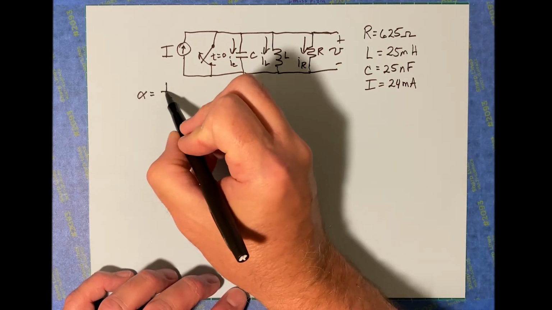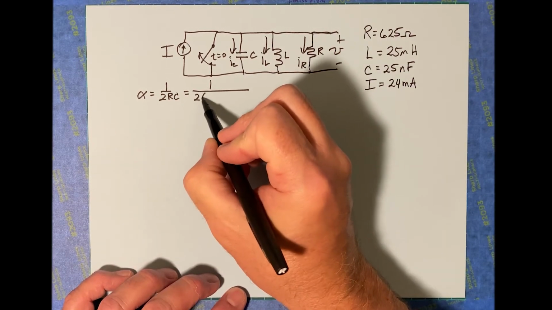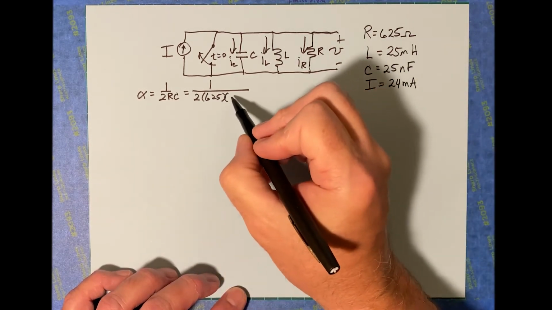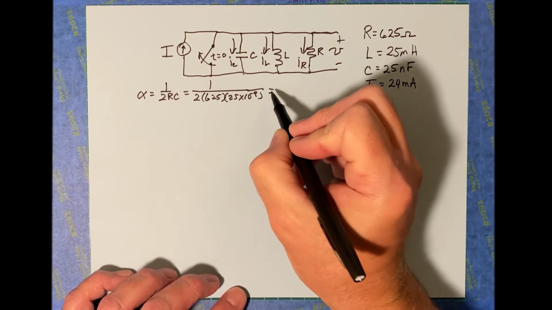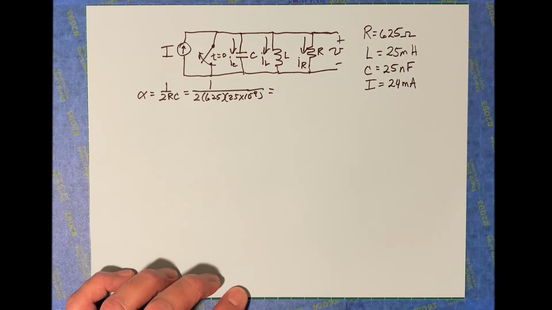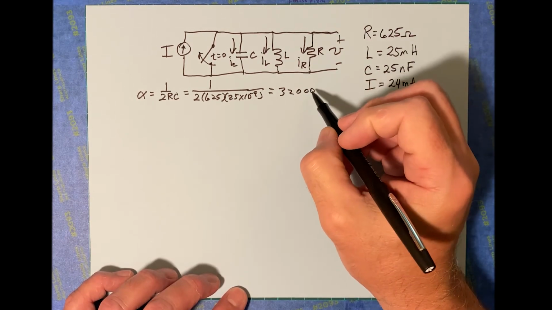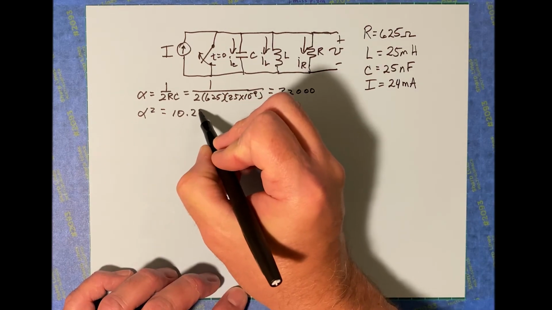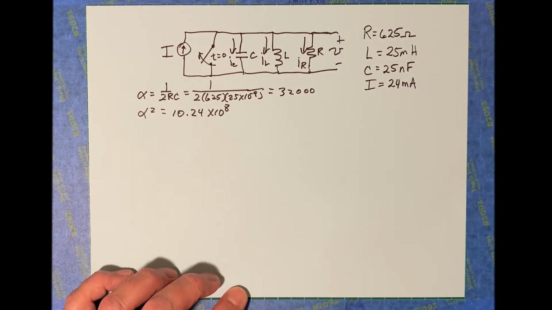Alpha is going to be 1 over 2RC, so that's 1 over 2 times 625 times C, which is 25 times 10 to the minus 9th. I'll do that calculation. That turns out to be 32,000. Okay, so alpha squared is 10.24 times 10 to the 8th.